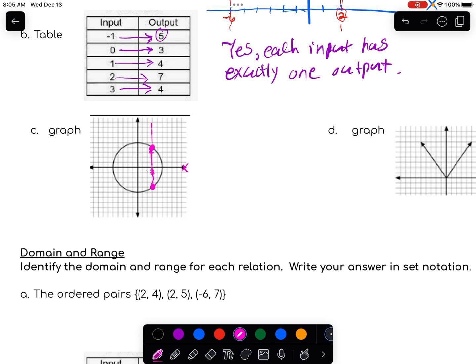So it does not pass the vertical line test, and we can see multiple places if we draw vertical lines that it crosses the graph more than once, which means the x values in those places have more than one y value for an output, so not a function. The graph of a circle is not a function. So no, multiple inputs, in other words, x values, have more than one output.